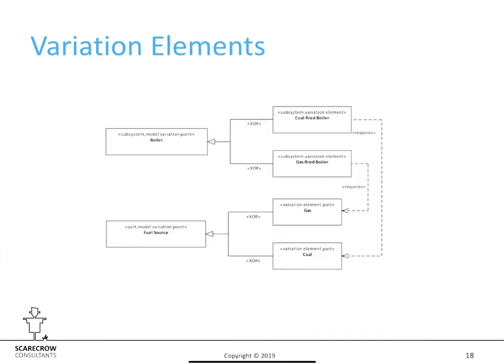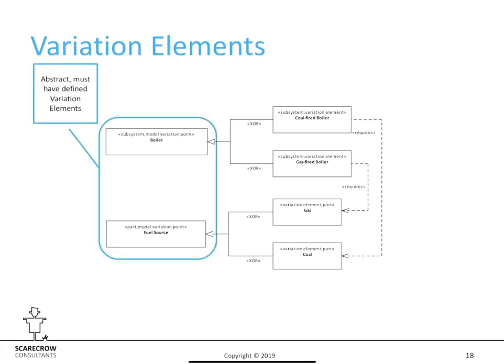We then have the concept of variation elements. So the model variation points now, and here I've moved down a couple of levels onto a subsystem, a boiler, and a part, a fuel source, again, just to show that we've got examples of those that are varying. The variation elements then start coming in to tell you what different variations you can actually have of those things that you're going to vary. So the model variation point on here and on here tells me that they will have different variants available.